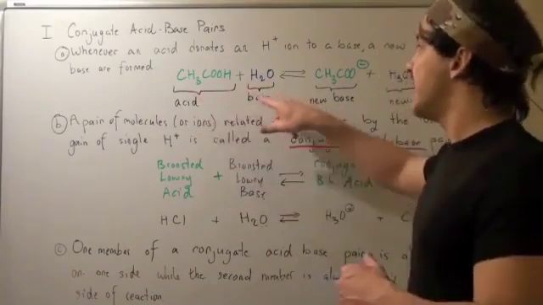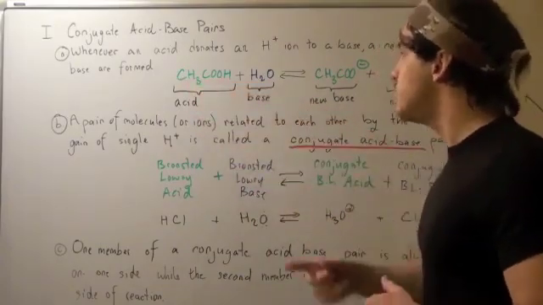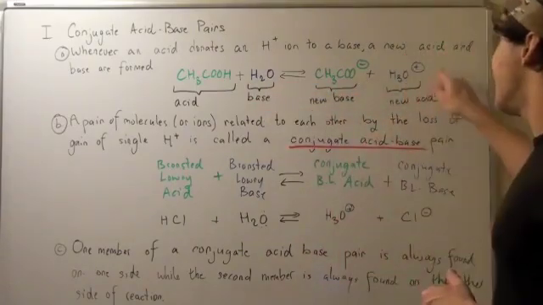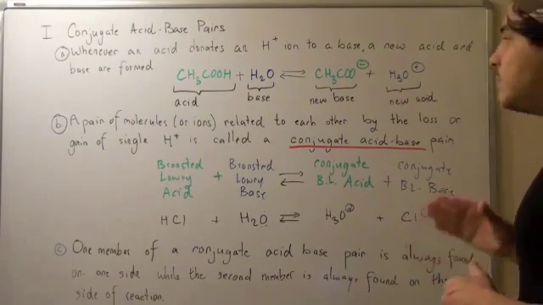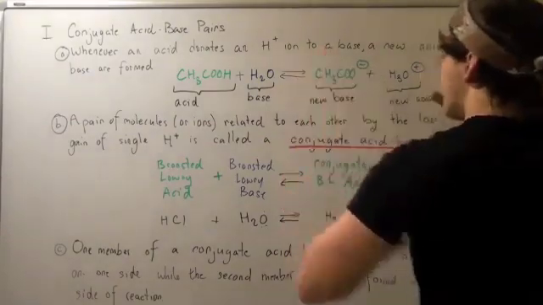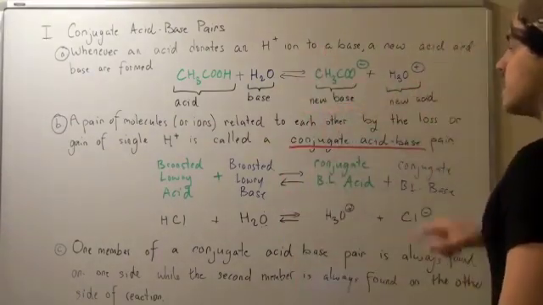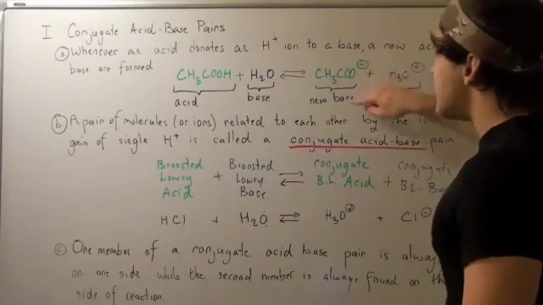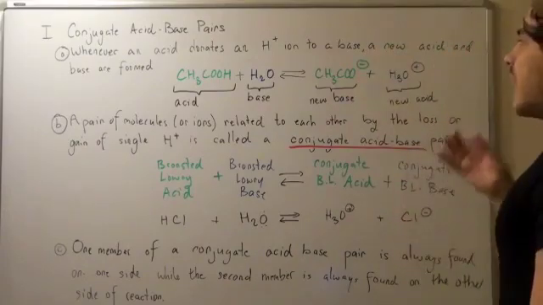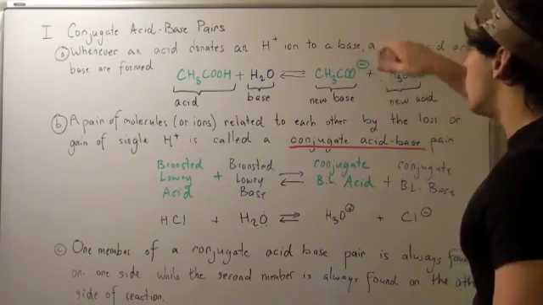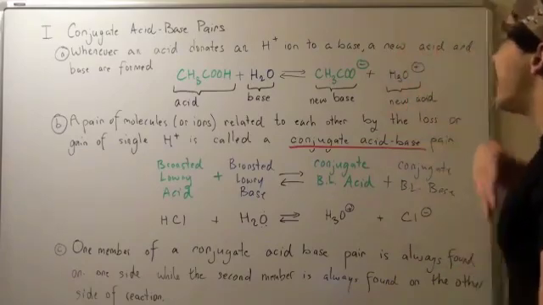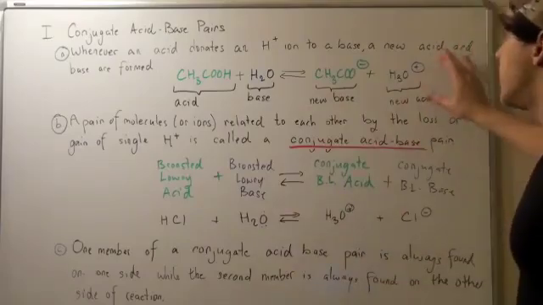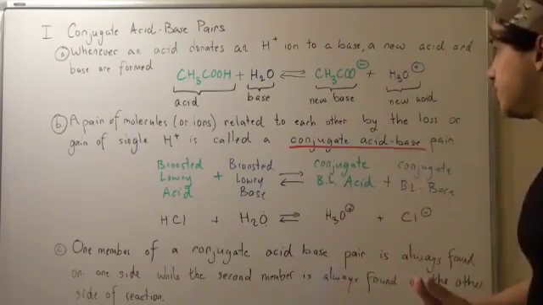Now when they react, our acetic acid loses an H ion, while our water gains an H ion. That means this becomes our new Bronsted-Lowry base, because it now has the potential to gain an H ion, because it has that electron pair on the O atom. And this one now has an extra H ion, so it has the potential to donate one. So this becomes our Bronsted-Lowry acid.